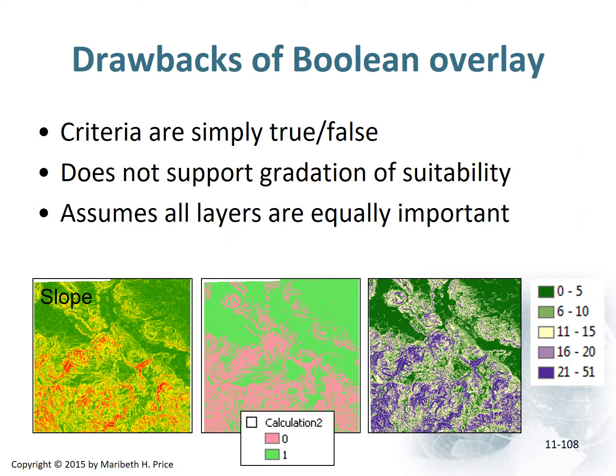Drawbacks of this type of overlay is they're basically just real simple kind of true-false things. Doesn't support a lot of gradation of suitability. It assumes everything's equal.